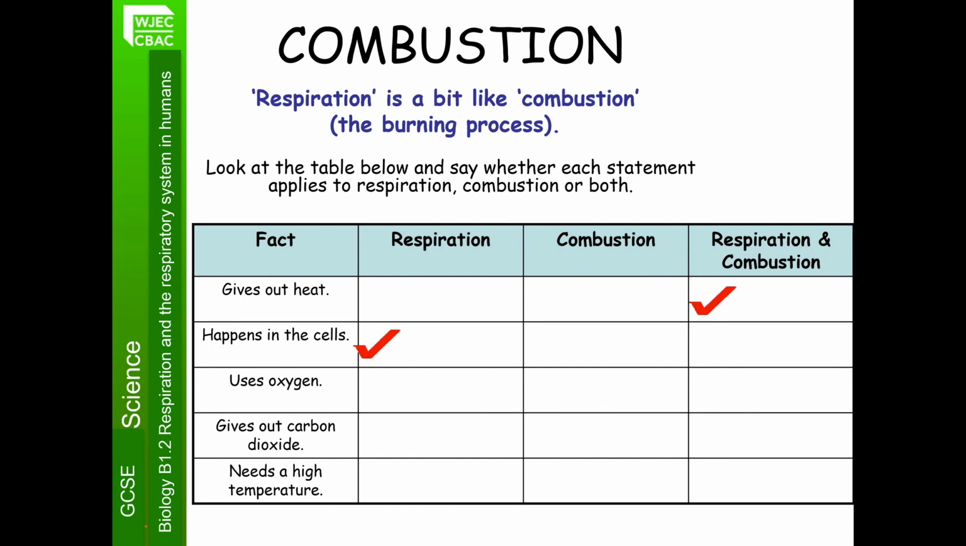Happens in the cells is only in respiration. We don't have any burning going on in our cells, okay? There's no combustion in the cells. Uses oxygen is both respiration and combustion. So in an engine, fuel, for example, like petrol or diesel, it needs oxygen to be able to burn to release the energy to allow the car to move forward. Gives out carbon dioxide, again, is both respiration and combustion, but the only one that needs a high temperature is combustion.